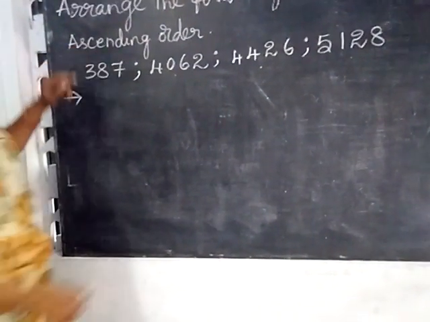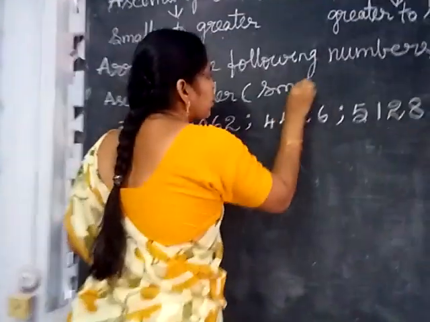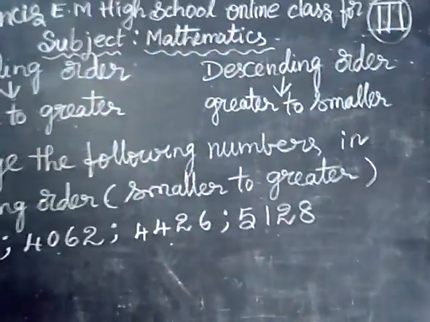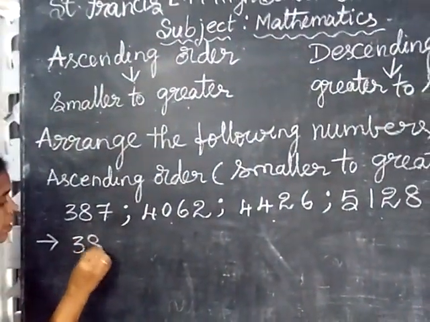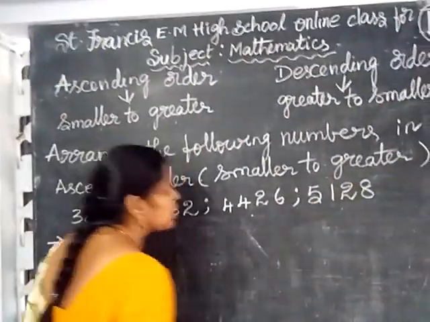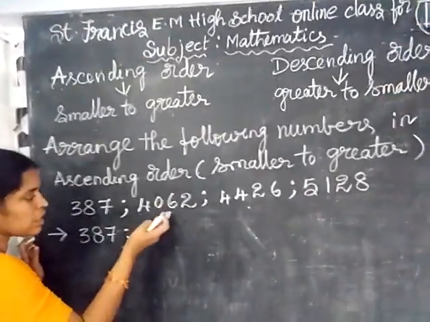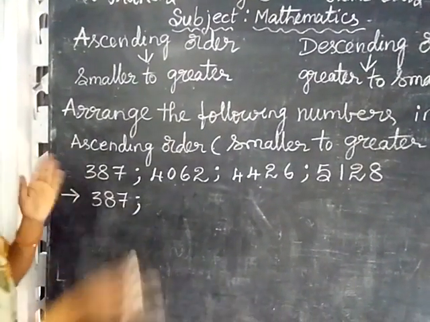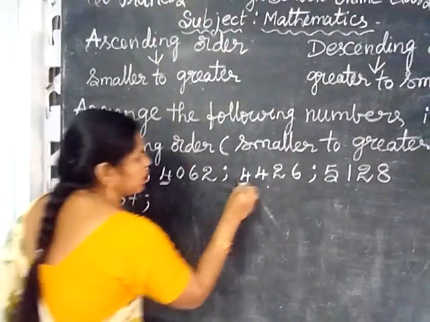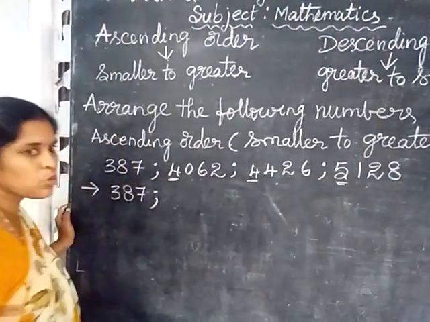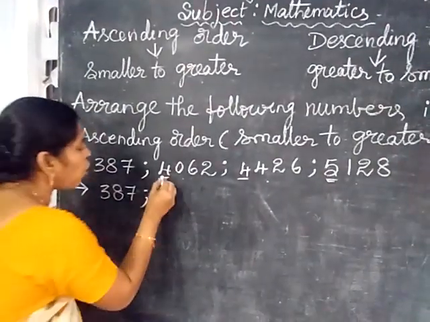So, which is the smaller one? Ascending order means arrange the numbers from smaller to greater. So, which is the smaller one? 387 is smaller. So, first you write that number. The remaining 3 numbers have the same number of digits. So, you have to check the leftmost value, that is the thousands place number. See, here 4 and here 5. Which is the smaller one? 4 is the smaller one.